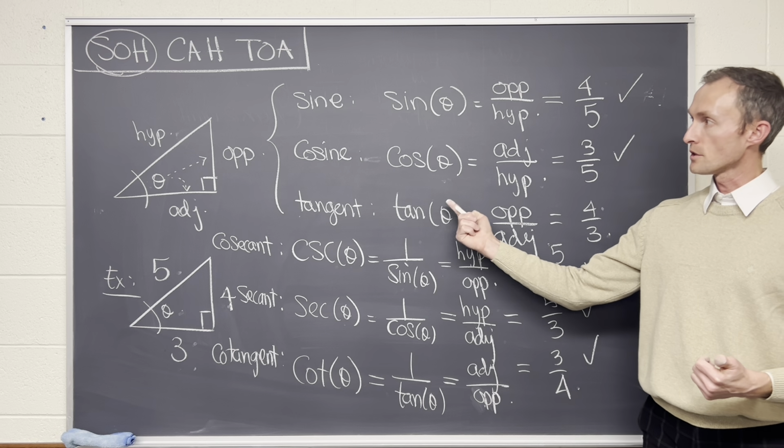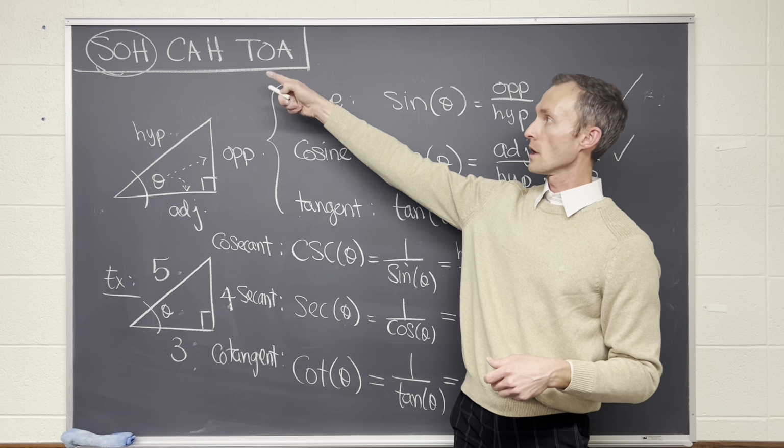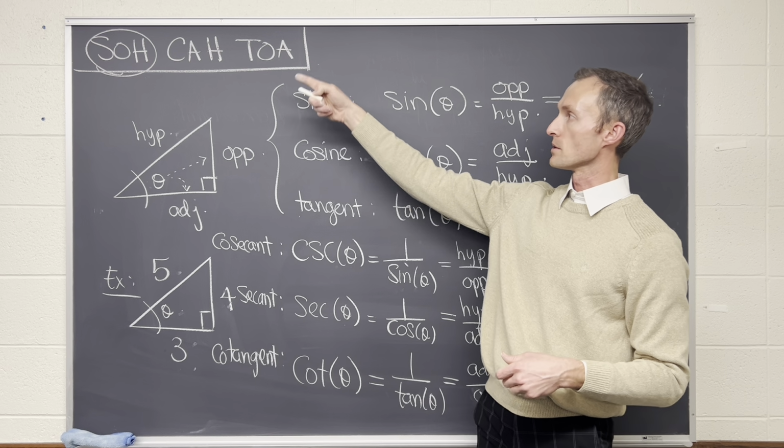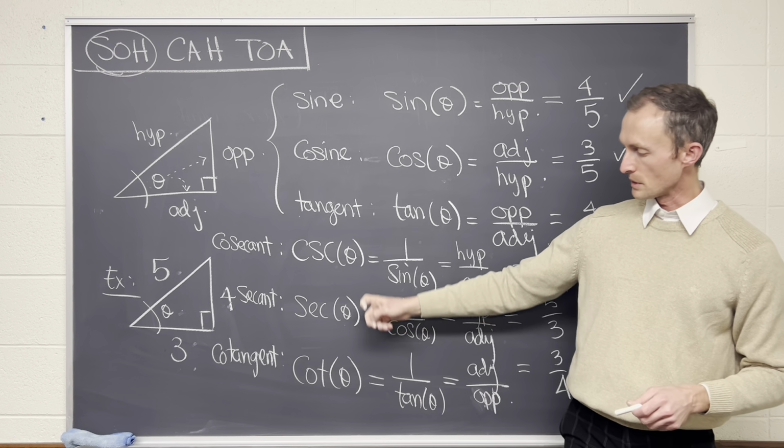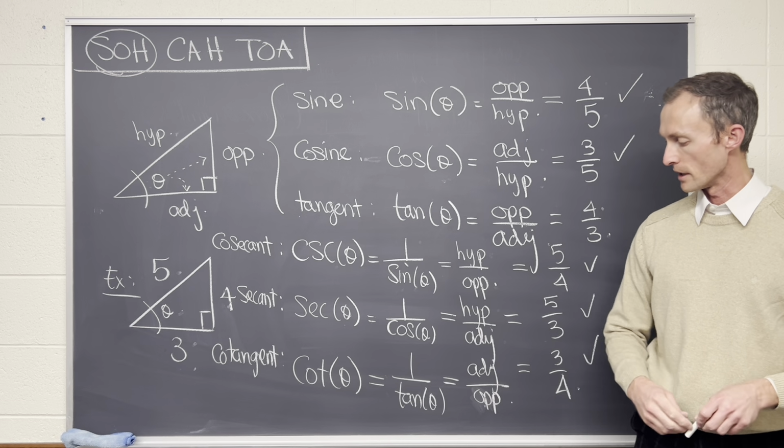There are the 3 trigonometric functions. Sine, SOH, CAH, TOA. Sine is opposite over hypotenuse. Cosine is adjacent over hypotenuse, and tangent is opposite over adjacent. And there are 3 doppelgangers, which is 1 over sine, 1 over cosine, 1 over tangent.